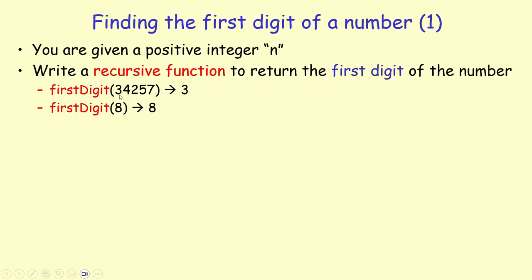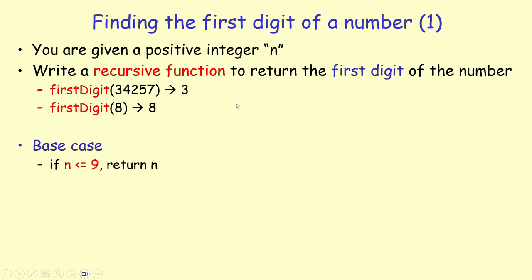So if the parameter to first digit is 34257, the first digit, meaning the most significant digit of this number, is 3, so it should return me 3. If I just pass a one-digit number like 8, then the first digit and the only digit in this number is 8, so it should return me 8.